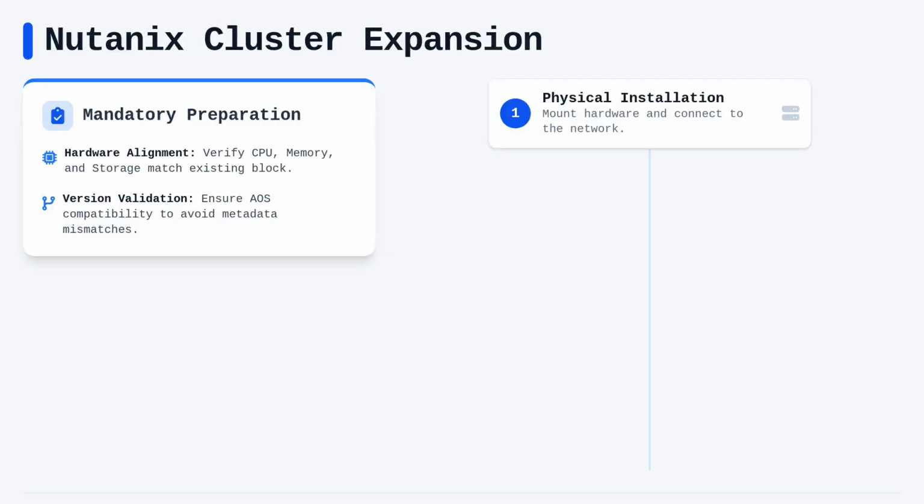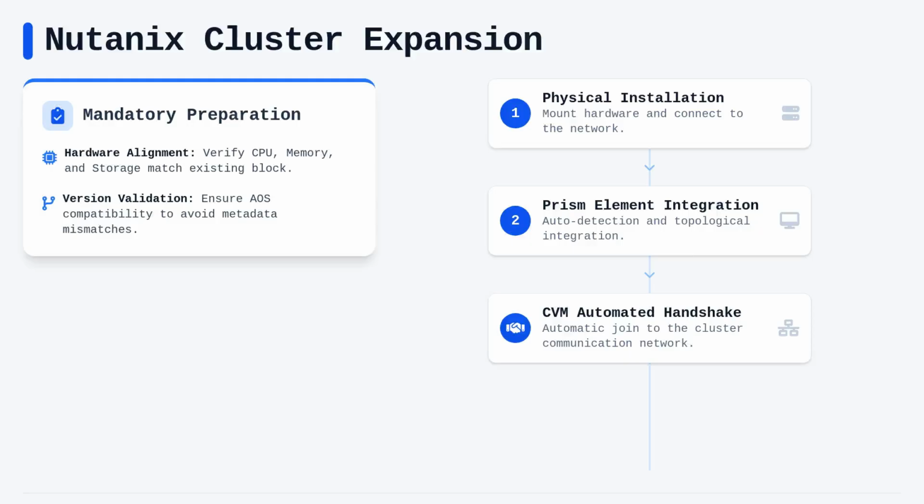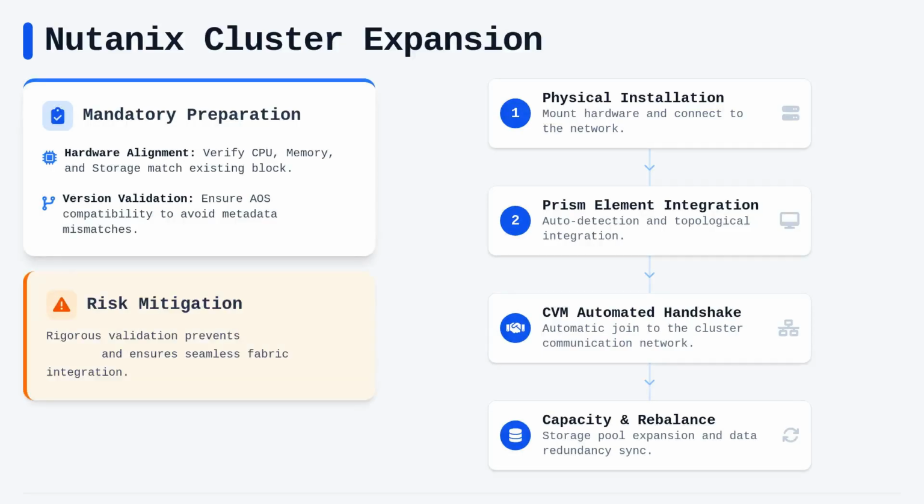Once physical installation is complete, the expansion workflow is managed directly through Prism Element, which automatically detects the nodes and integrates them into the cluster topology. Throughout this process, the cluster controller virtual machines, or CVMs, perform an automated handshake to join the node to the communication network. This procedure requires careful monitoring of the task status within the Prism interface to confirm that the storage pool successfully incorporates the new physical capacity without disrupting active I/O. Proper preparation reduces the risk of accidental outages during the configuration phase, as the cluster must rebalance data to maintain its redundancy factor across the newly available disks.